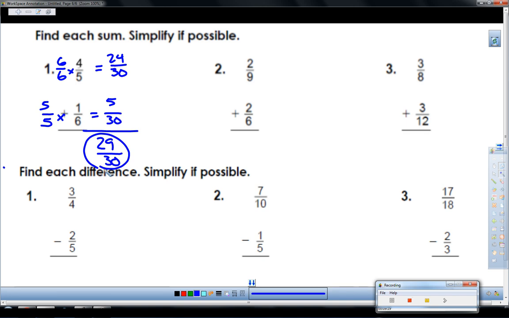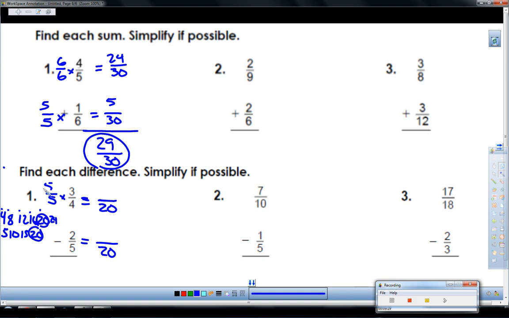All right. 3/4 minus 2/5. All right, here we go. 4, 8, 12, 16, 20, 24, 5, 10, 15. Ooh, I like that 20. We're going to make these into fractions out of 20. How did I get from 4 to 20? If you don't erase this, this is helpful, right? 4 times 1, 4 times 2, 4 times 3, 4 times 4, 4 times 5 is 20.